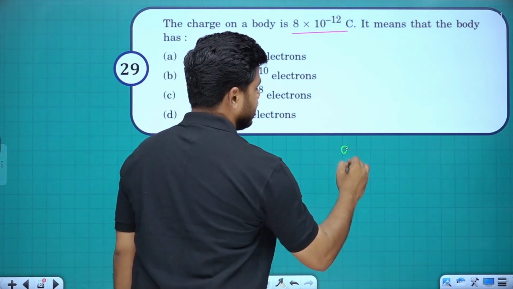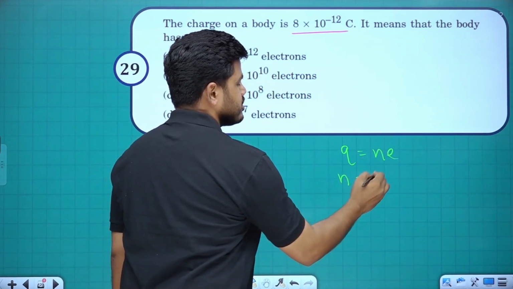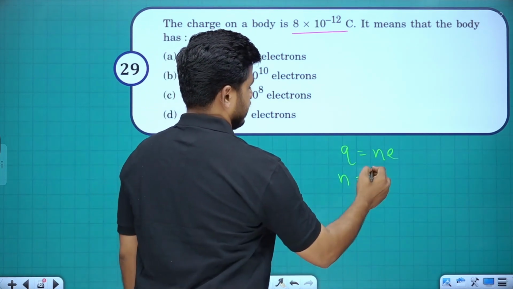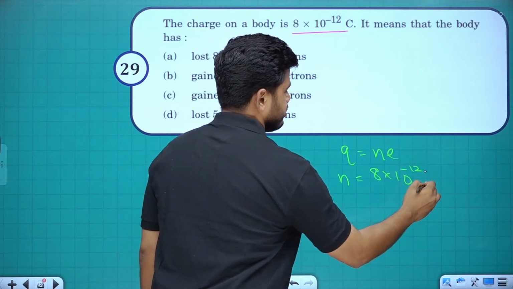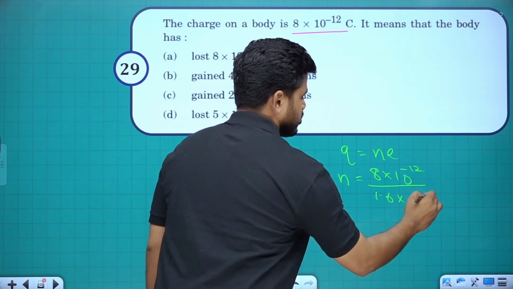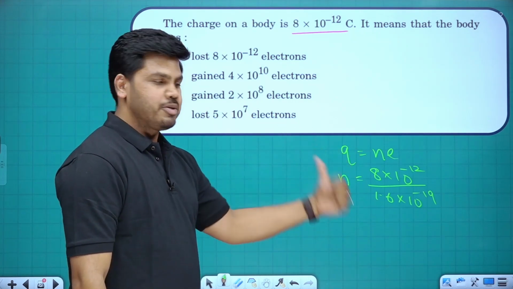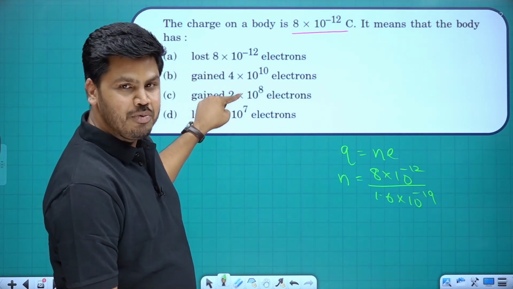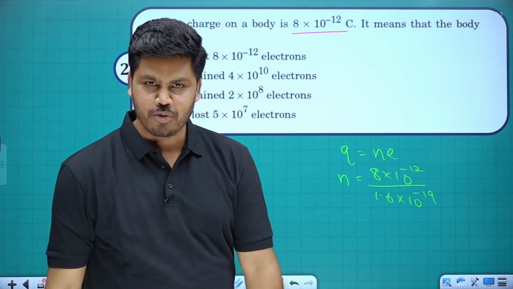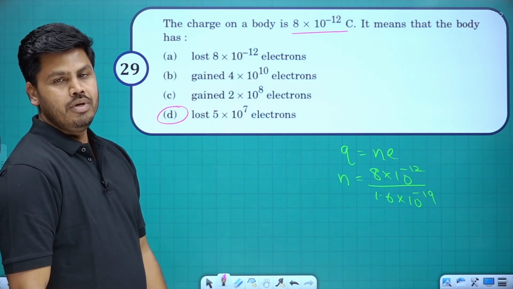See, we have Q is equal to N into E. That was the equation. So the number of electrons added or removed, lost or gained, is equal to Q divided by e, which is 8 into 10 raised to minus 12 divided by the charge of electron, 1.6 into 10 raised to minus 19, right? So 8 by 16, it is going to be 1 by 2, 0.5. We have only one option with 5 into something. So that is option D. Yes, we don't have to waste much time on those questions, right? So the number of electrons lost is going to be 5 into 10 raised to 7 electrons.